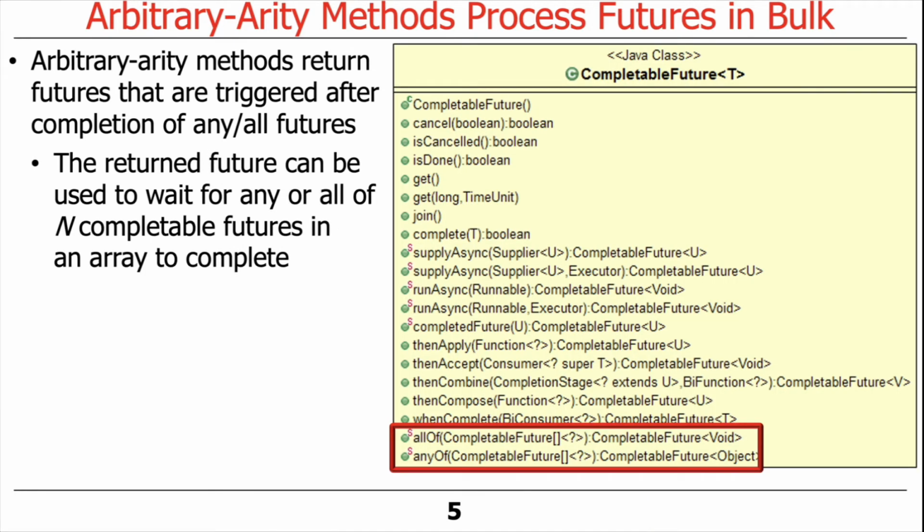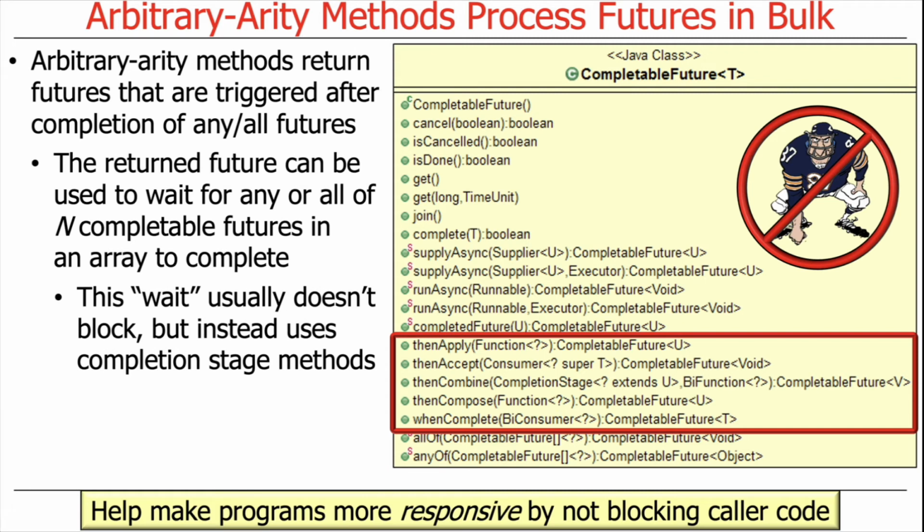So just to recap, the returned completable future can be used to wait for any or all of the n completable futures in this varargs array to be done, to be complete with their asynchronous processing. Now, what typically happens here is you get back this completable future, but you don't usually just block on it. I mean, you could if you wanted to, but you typically don't. Instead, you typically use completion stage methods, which themselves will be triggered when that completable future is done. And the benefit of all this is it makes the programs you're writing more responsive by not blocking caller code. So you can basically, in a nutshell, set a bunch of things in motion and then have a single non-blocking way of waiting for any or all things to finish.